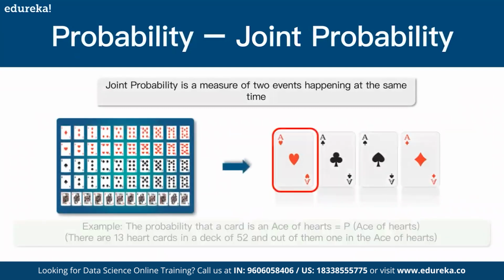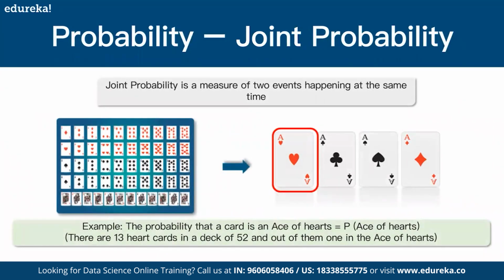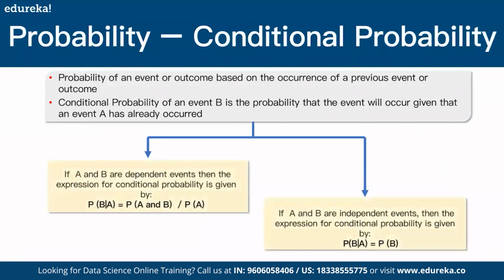Then comes joint probability. Suppose I want one more condition, that I want a heart-shaped ace. So there are two conditions, heart-shaped. Another condition is ace. So the probability that a card is the ace of hearts. So there are 13 heart cards in the deck of 52. Out of them, one is the ace of hearts. So that is known as a joint probability. Probability of one event along with the probability of the outcome of that event again. So first I pick up the heart-shaped card. Within those heart-shaped cards, what is the probability of picking an ace? Conditional probability means the probability of an event which is dependent on another event.